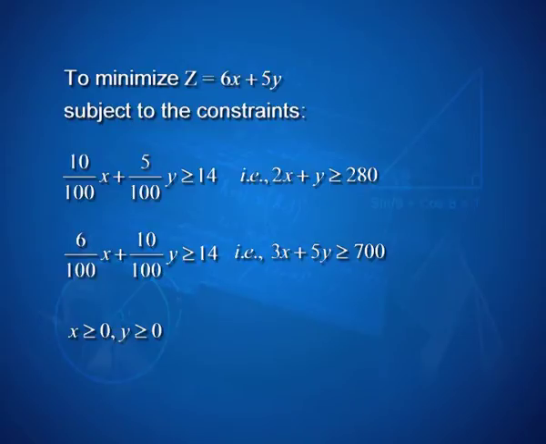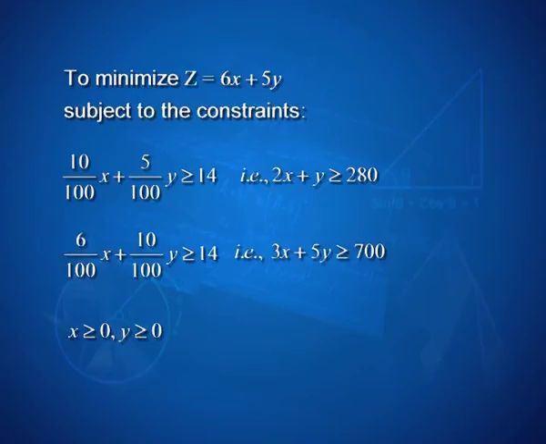after I translate 10% of x plus 5% of y to be same as 2x plus y is greater than or equal to 280, and then 6% of x plus 10% of y to be greater than or equal to 14 translates to be 3x plus 5y is greater than or equal to 700, and non-negative restrictions, very, very important, x and y both should be greater than or equal to 0. Let us now start looking at the graphical solution of this.